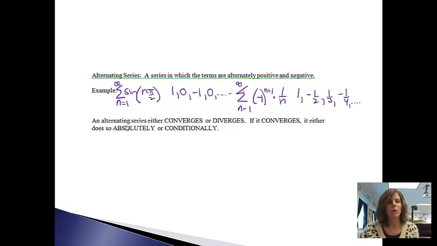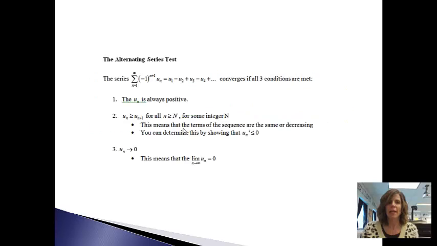What we are going to be doing in this video is figuring out whether a series converges or diverges. In the next video, if the series converges, we will look at whether it does so absolutely or conditionally, but not yet. All right, the alternating series test. This will look a little bit formal and wordy, but we'll dig through it and figure it out.